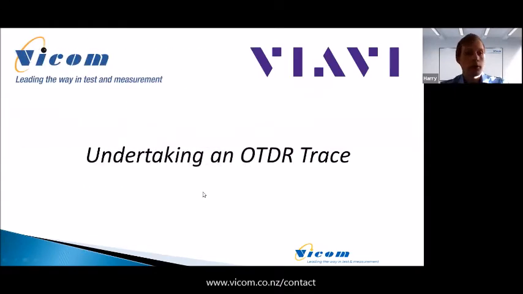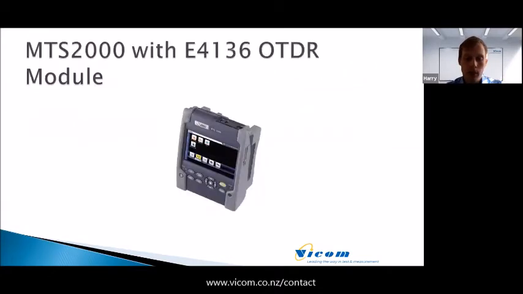Okay, so we're next going to quickly talk about undertaking a trace on an OTDR. The example that I'm going to run through today is on a Viavi MTS 2000 OTDR with a single mode tri-wave OTDR module. So 1310, 1550, 1625.